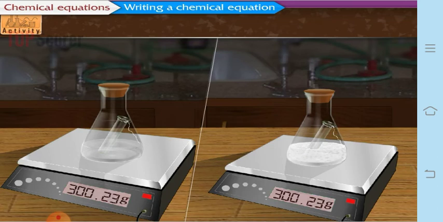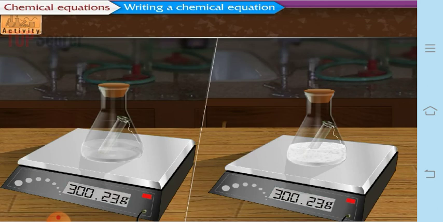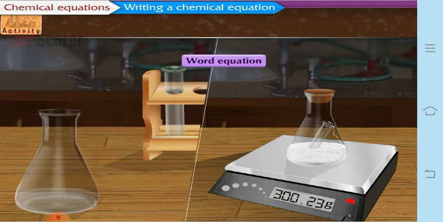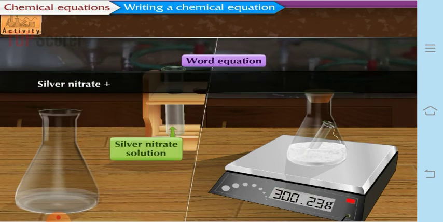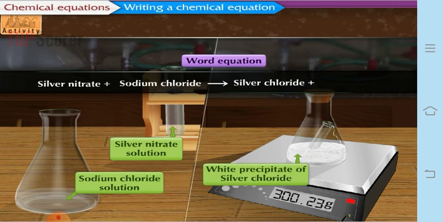You have already learnt this in standard 9th, that the weight of the reactants is the same as the weight of the products. So here the mass or the weight does not change. It remains the same even after the chemical reaction. So now let us learn to write this chemical equation in the form of a word equation. The word equation will be: silver nitrate reacts with sodium chloride to give a white precipitate of silver chloride and sodium nitrate solution.